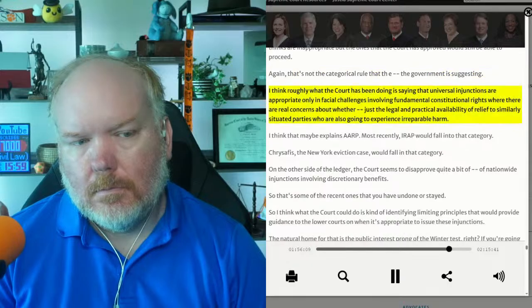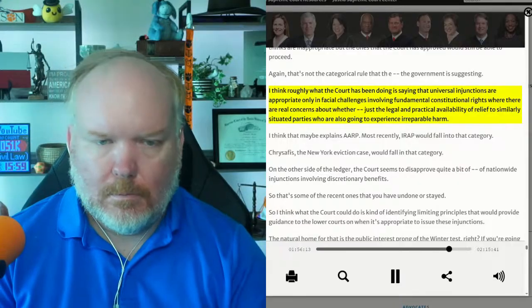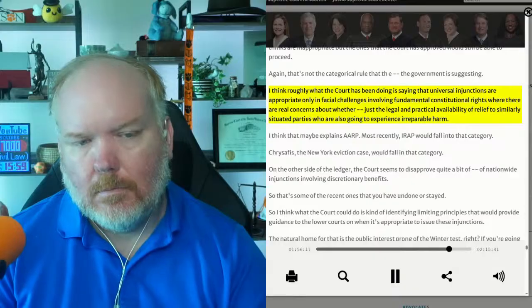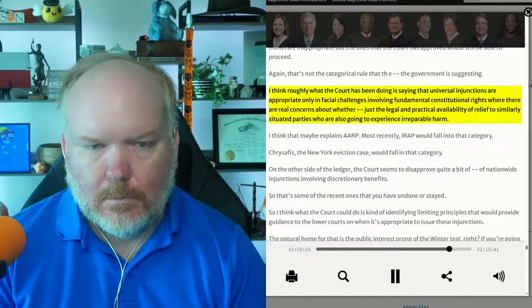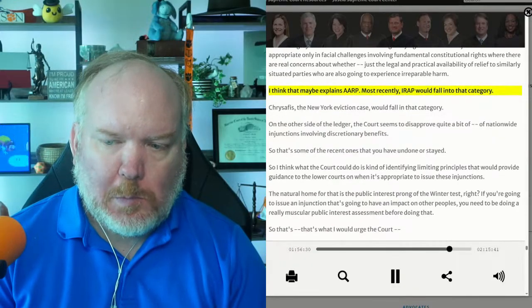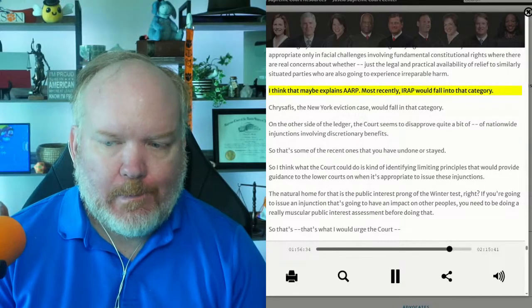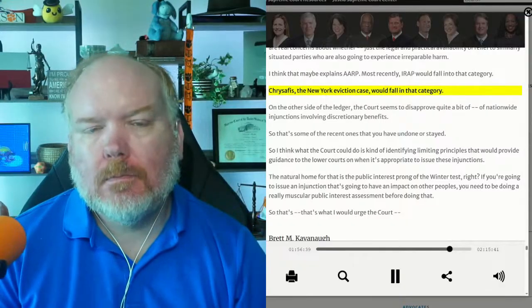I think roughly what the court has been doing is saying that universal injunctions are appropriate only in facial challenges involving fundamental constitutional rights where there are real concerns about whether just the legal and practical availability of relief to similarly situated parties who are also going to experience irreparable harm. I think that maybe explains AARP. Most recently, IRAP would fall into that category. Trump v. Hawaii, the New York eviction case, would fall in that category.